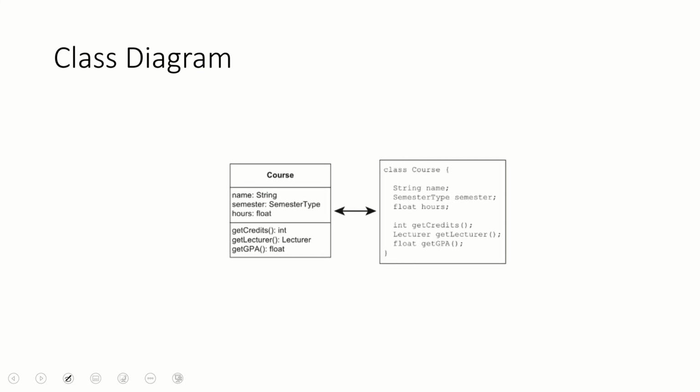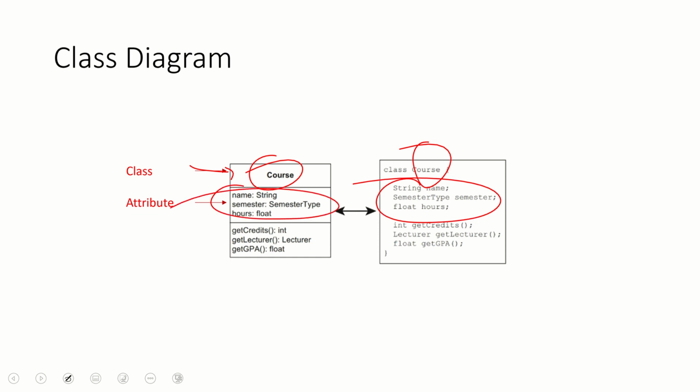Okay. So first we take a look at the same example. Okay. So the class diagram is very similar to the object diagram. In the first line, okay, we call this the class name. So the class name is Course. Okay, so the second part is attributes. You can say the instance variables or global variables in your class diagram.